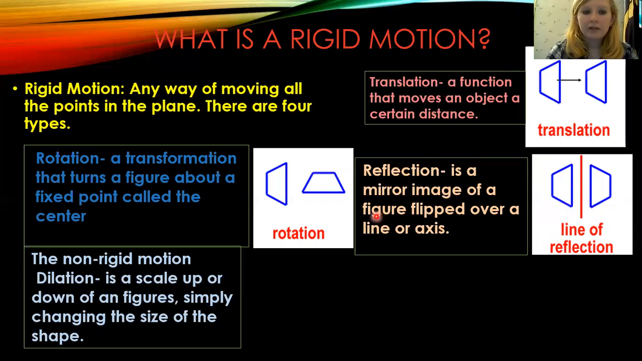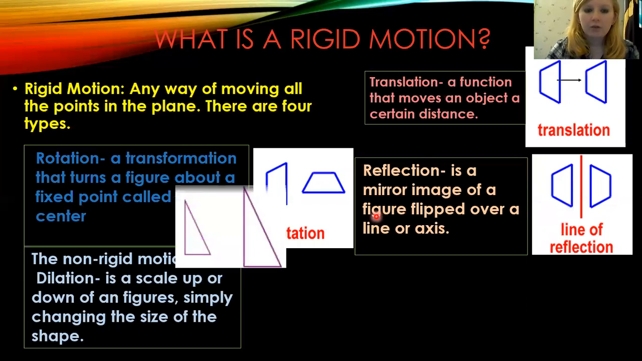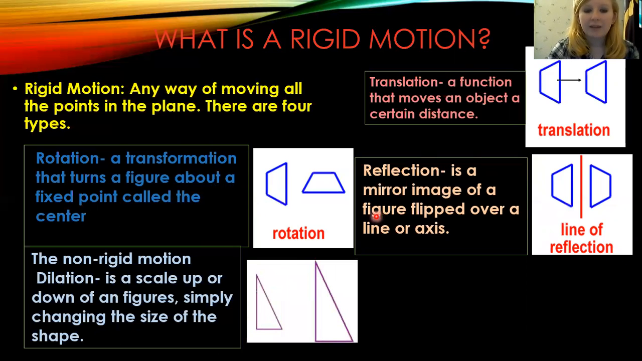Then there is a non-rigid motion, which is a dilation. It is a scale up or down of a figure, simply changing the size of the shape. So this right triangle has been scaled up to get to this figure.